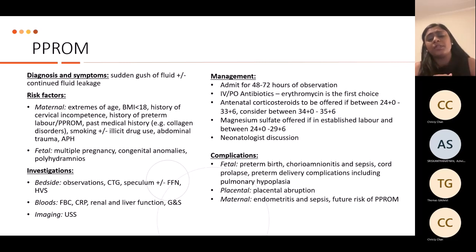You'd probably also want to get some ultrasound imaging, which will help confirm your diagnosis. If they don't have any fluid around the baby anymore, then that kind of proves your diagnosis of a PPROM as well. And the management complications are ones as listed by the RCOG guidelines as well. In this case, because the woman was 30 weeks pregnant, you wouldn't necessarily consider magnesium sulfate.